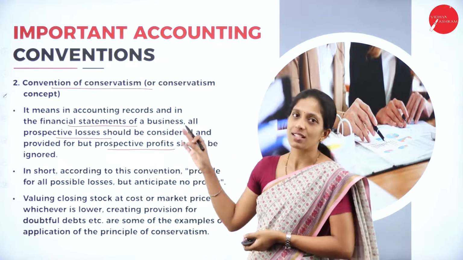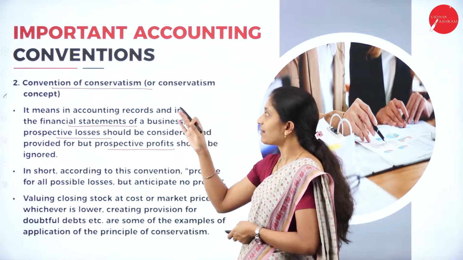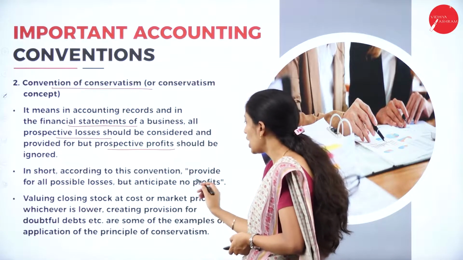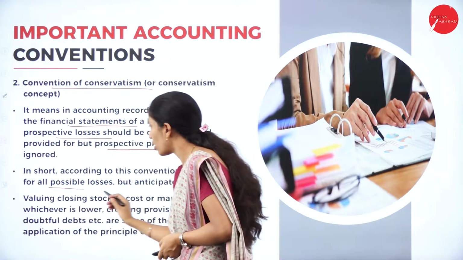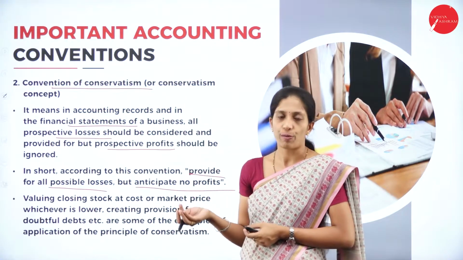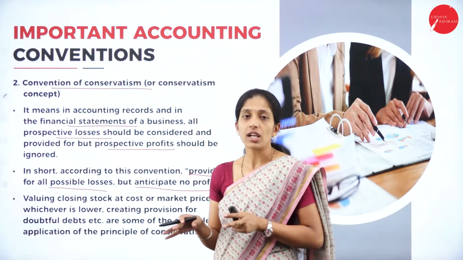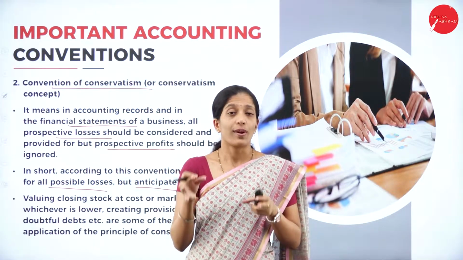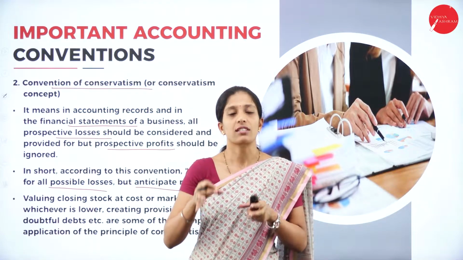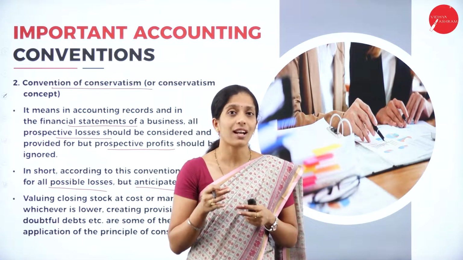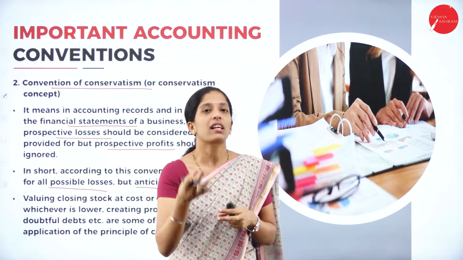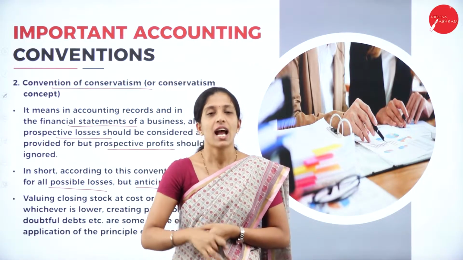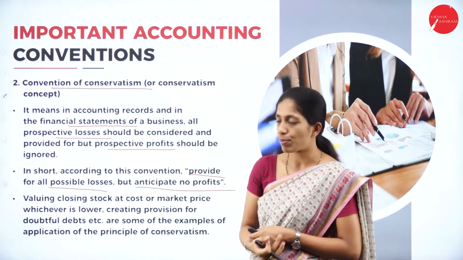So that's what this convention tells us, that is the convention of conservatism. In short, according to this convention, provide for all possible losses but anticipate no profit. So don't expect the profit, but make sure that you are prepared for all the losses. So when suddenly a bulk of loss has been incurred, your organization should be able to recover that loss. So be prepared for the anticipated losses and ignore the anticipated profit.